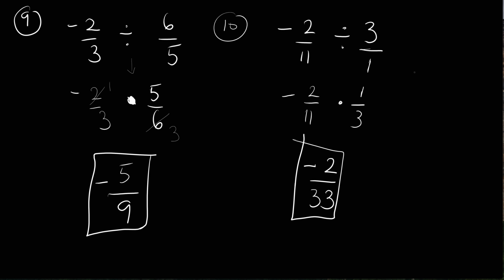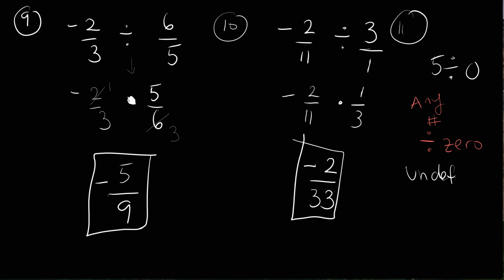So moving on with the next following problem, in problem 11, we actually have 5 divided by 0. But recall that any number divided by 0 is going to be undefined. So your answer here should be undefined.